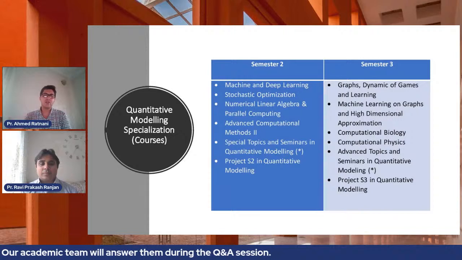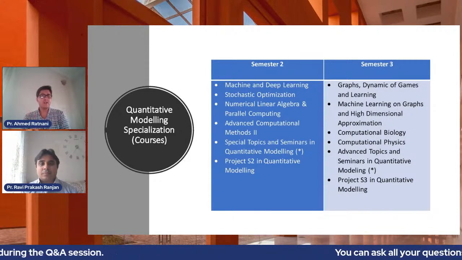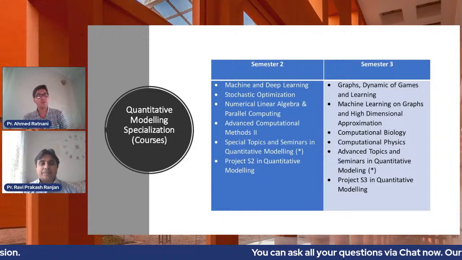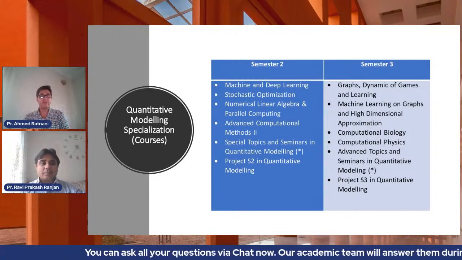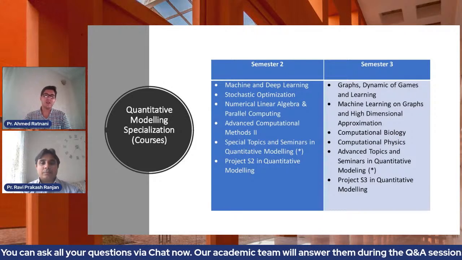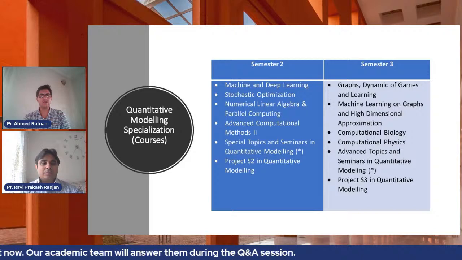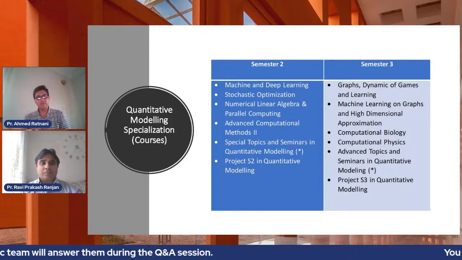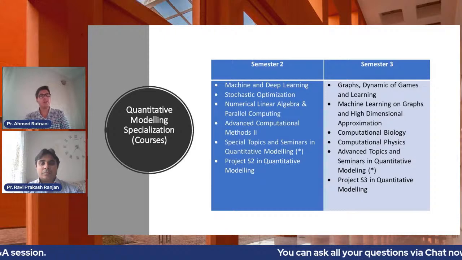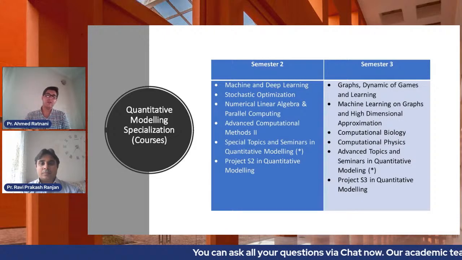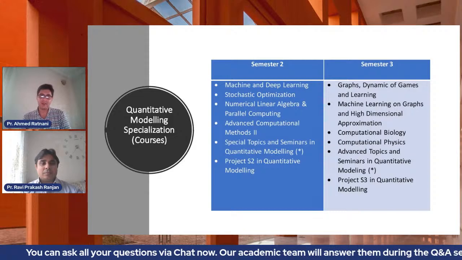Again, there's the project, and then we move to the last semester. During the last semester, we see again two courses that are common with the data engineering specialization, meaning graph dynamics of games and learning, machine learning on graphs, and high dimensional approximation. These courses are common to both specializations. But the novelty here is that we have computational biology rather than reinforcement learning, and computational physics rather than cloud native AI and ML2.